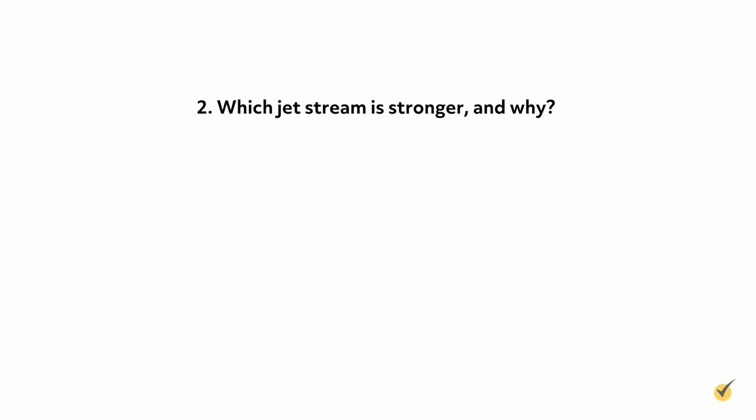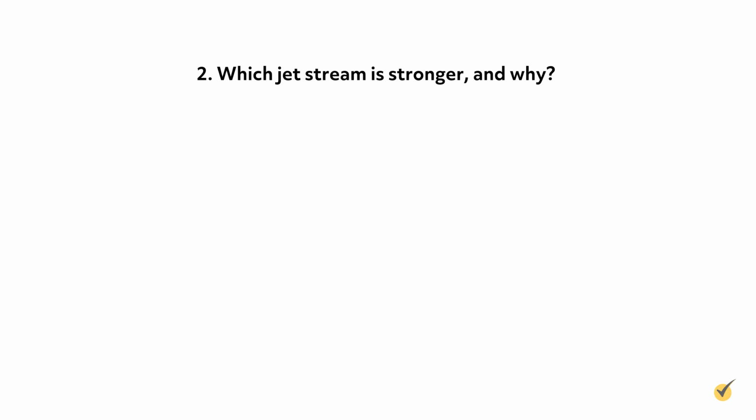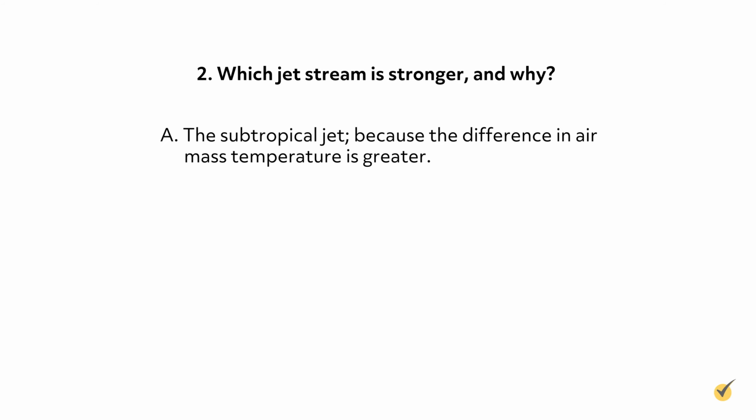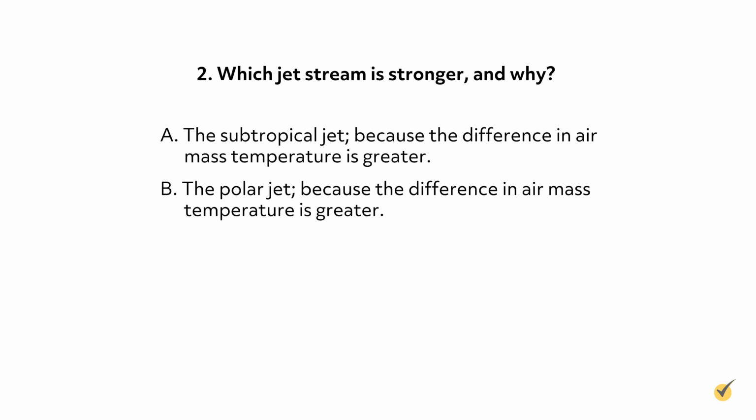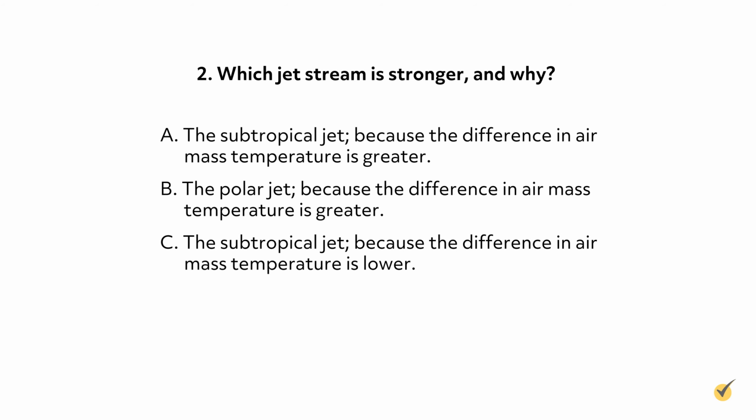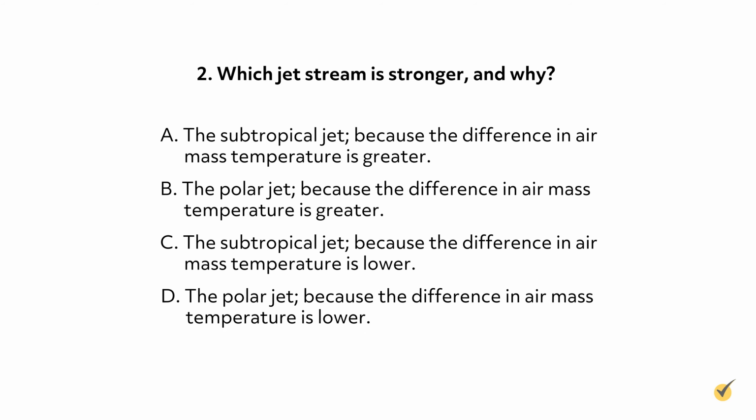Number 2, which jet stream is stronger and why? A. The subtropical jet, because the difference in air mass temperature is greater. B. The polar jet, because the difference in air mass temperature is greater. C. The subtropical jet, because the difference in air mass temperature is lower. Or D. The polar jet, because the difference in air mass temperature is lower.